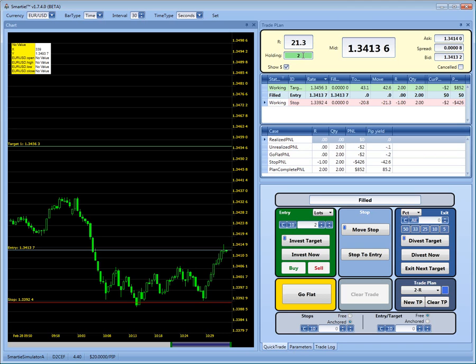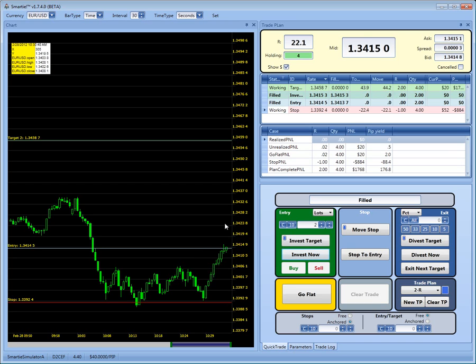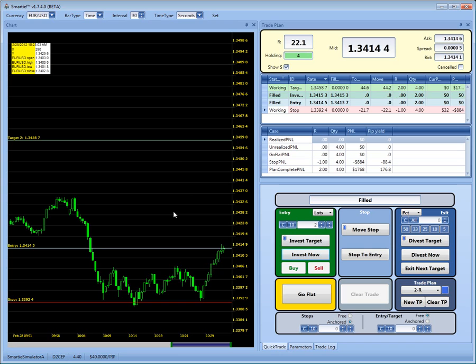Currently, we're holding 2 lots. I'm going to add 2 more lots to my position. You notice Smarty added the 2 lots. We're now holding 4 lots and readjusted the R because the blended entry rate has changed. As you add to your position, Smarty will automatically readjust your R value and replace your target at the new R. In this case, it's now at 44.2. Smarty understands that R has changed and readjusts the positions accordingly.